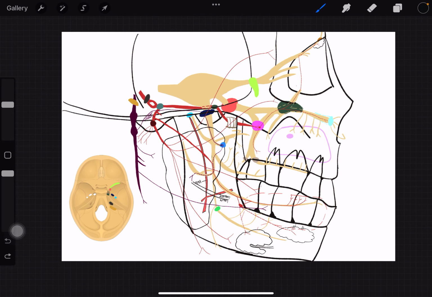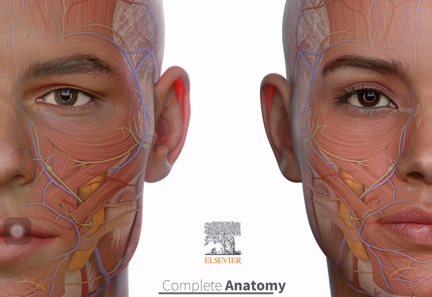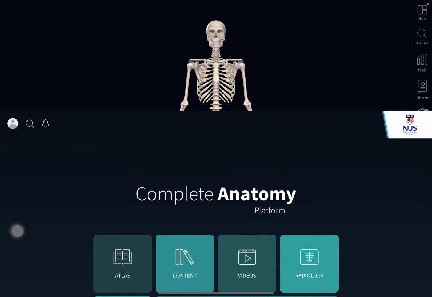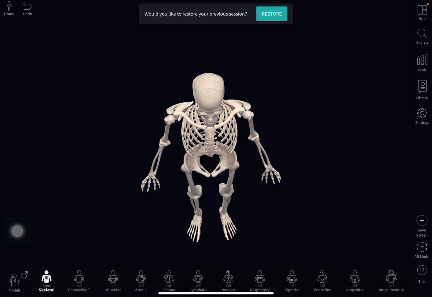Okay, that's it. Now I'll spend the time also going through Complete Anatomy because I think it's better if we have a demonstration. So going to Complete Anatomy, you get this little sexy skeleton.